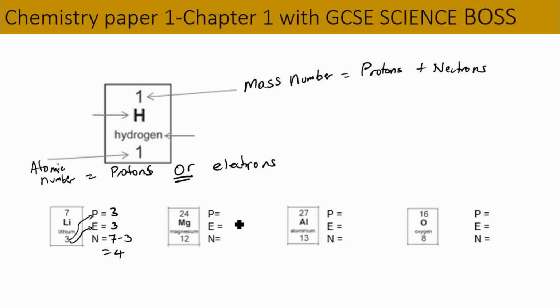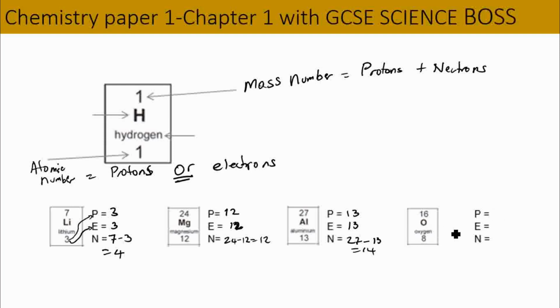Okay, so here are a few other ones to try. All right, so my protons are going to be 12, my electrons are going to be 12, and my neutrons are going to be 24 minus 12, which is also going to give me 12. Let's look at something like aluminium. Okay, so this is going to be 13, that's going to be 13, and it's going to be 27 take away 13, which is going to be equal to 14.